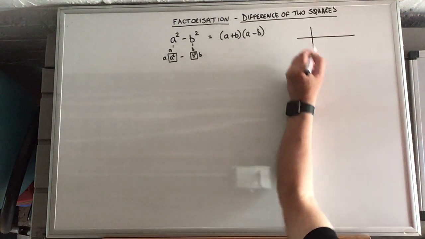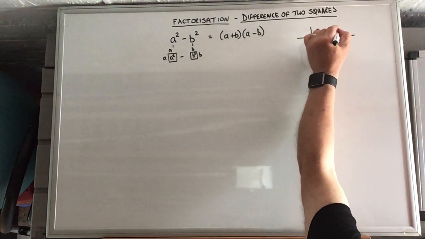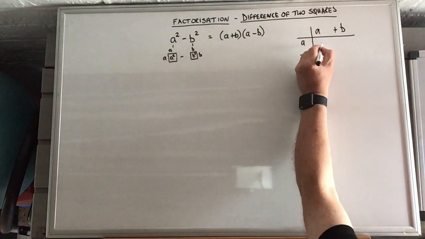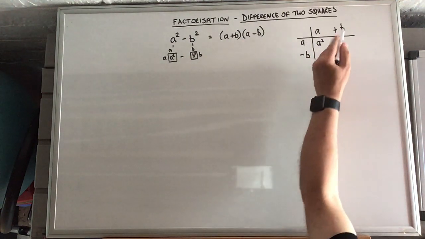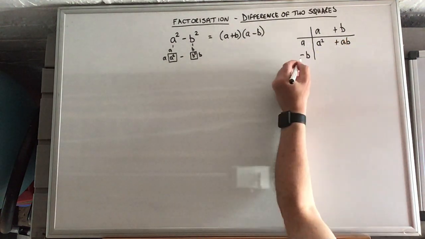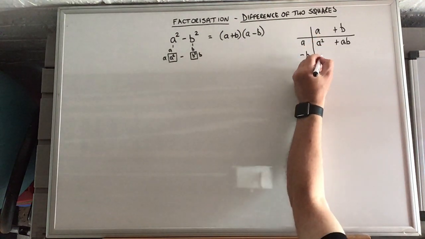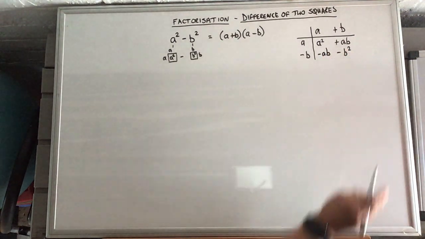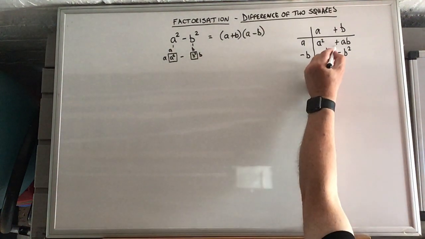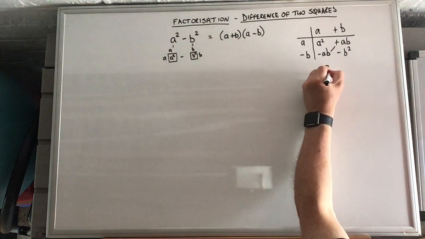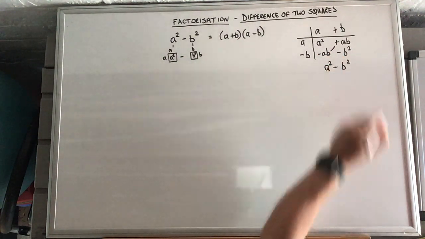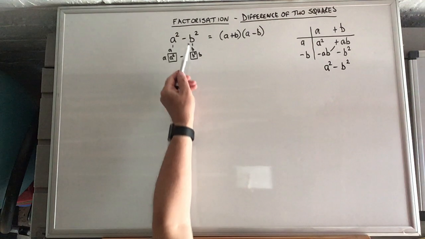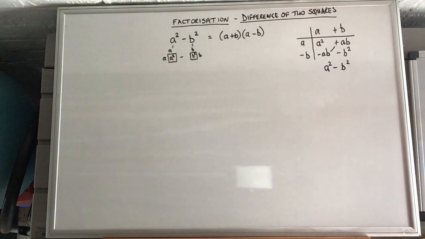So let's use a multiplication grid. We've got A plus B and A minus B. A times A is A squared. A times B is AB. Minus B times A is minus AB. And the last bit is minus B times B, minus B squared. These tidy up and cancel out. You're left with A squared minus B squared. Okay? So that only works for square terms and subtraction, and it can only be two terms.